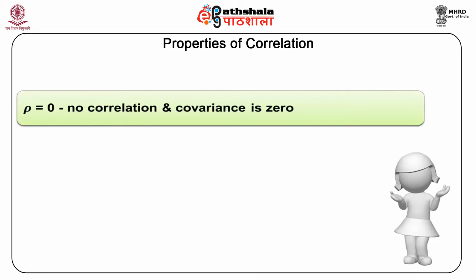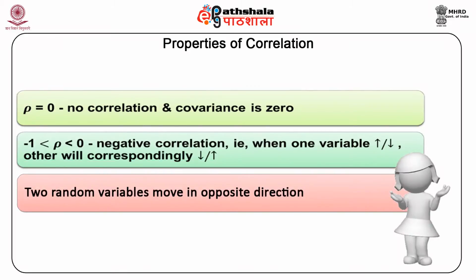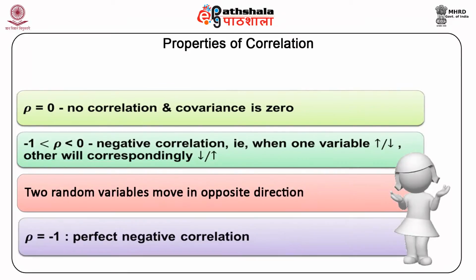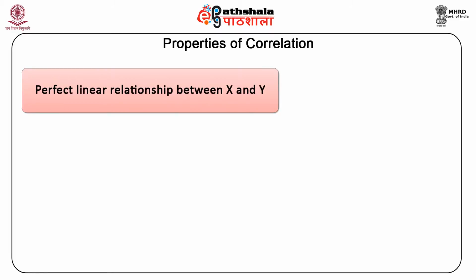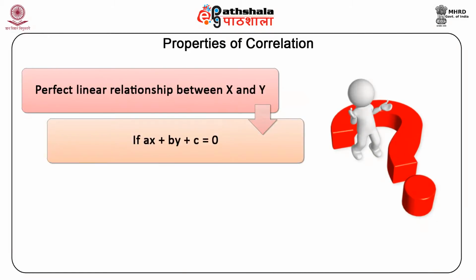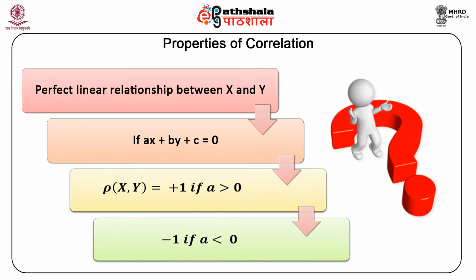If rho lies between 0 and -1, it indicates negative correlation. That is, when one variable increases or decreases, the other will correspondingly decrease or increase. This implies that the two random variables will move in the opposite direction. If rho is equal to -1, it indicates perfect negative correlation. If there is a perfect linear relationship between x and y, that is, if ax plus by plus c is equal to 0, then rho of xy is equal to +1 if a is greater than 0 and -1 if a is less than 0.